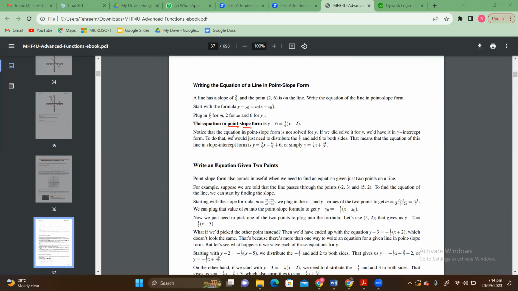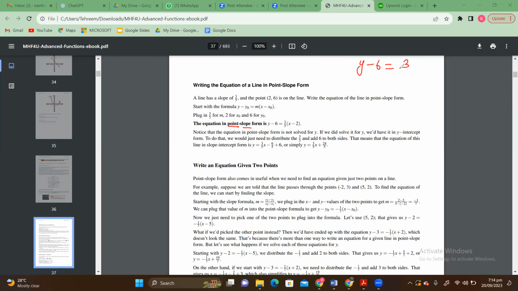Okay. So notice that the equation in point slope form is not solved for y. If we did solve it for y, we would have it in the slope-intercept form. To do that, we just need to distribute the 3 by 5 and add 6 to both sides. This means the equation of this line is in slope-intercept form, y is equal to this. So if we get y, how can we find the y-intercept of this form?